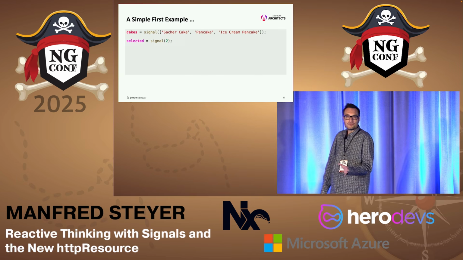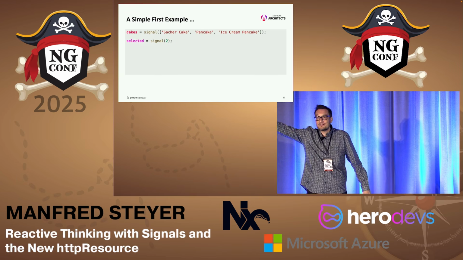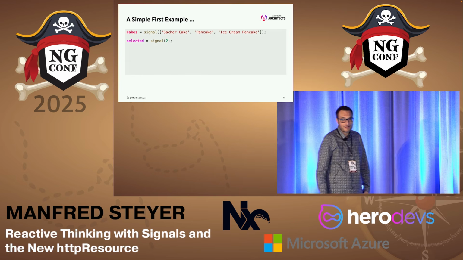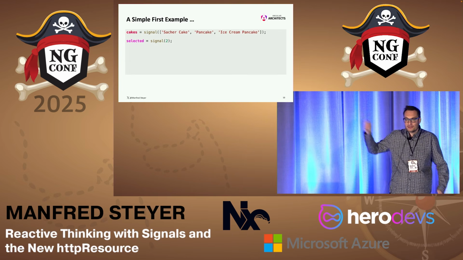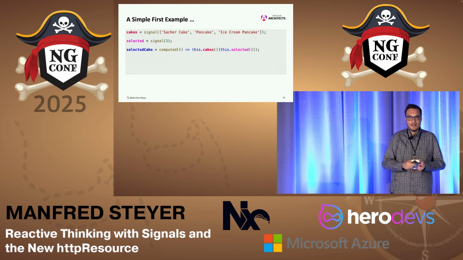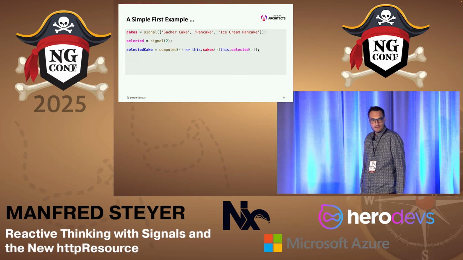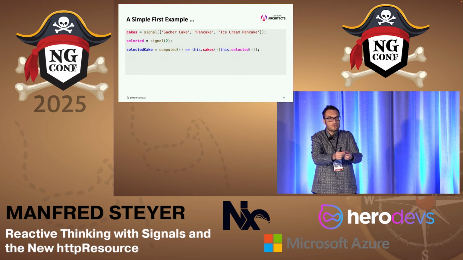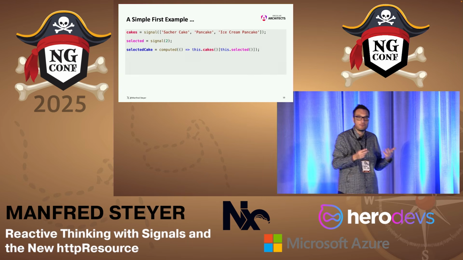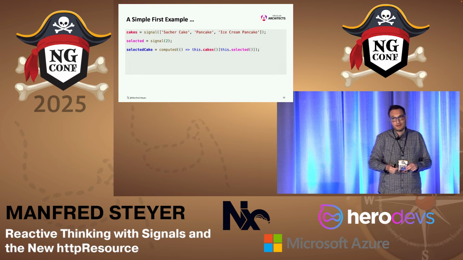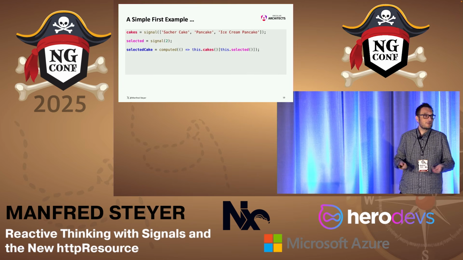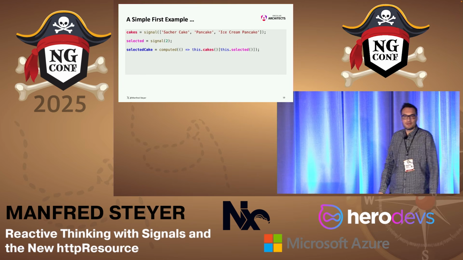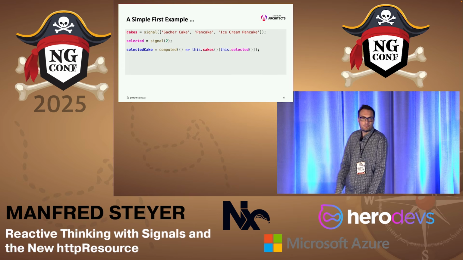And there is another signal pointing to the selected cake, to the index of the selected cake, which is here index position 2, ice cream pancake. Then I have a computed signal, where I'm computing out the selected cake from the array. You know, when going with computed, the result will every time be up to date. Every time, at least when someone is watching, it will be up to date, so it's lazily computed.